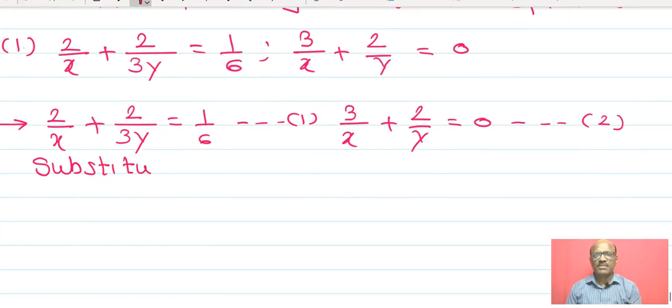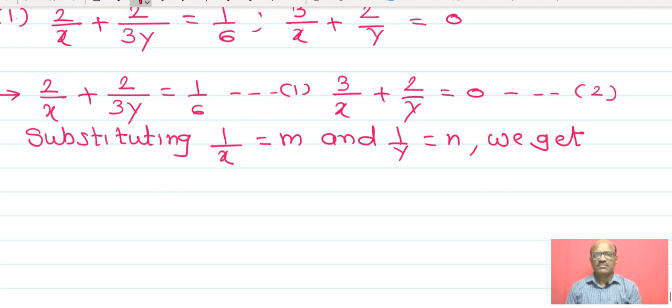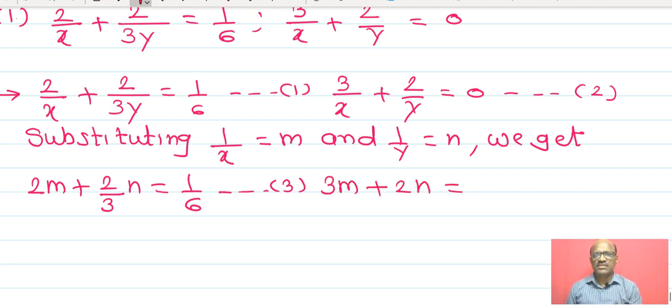Substitute 1 upon x is equal to m and 1 upon y is equal to n. Then you will get 2m plus 2 by 3n is equal to 1 by 6. This is equation number 3. Next is 3m plus 2n is equal to 0. This is equation number 4.